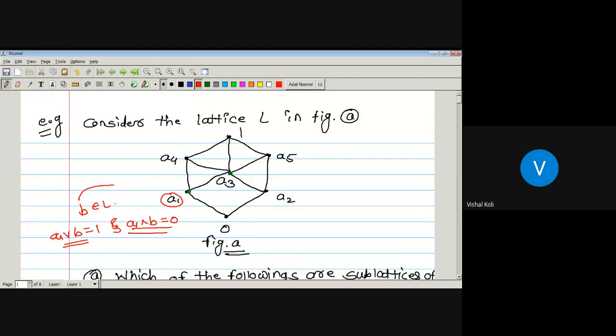I think something is wrong. This one is related to A1 join A3, and this one is the Hasse diagram. This one is related to A3, related to A5.